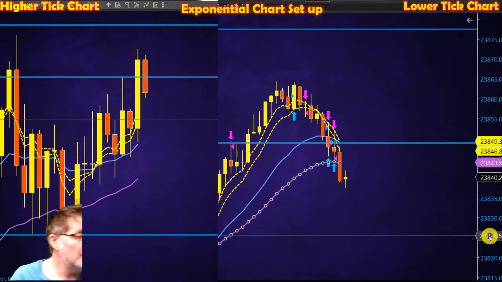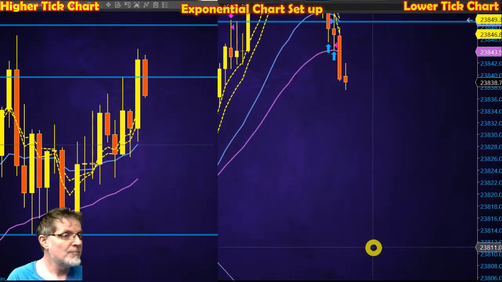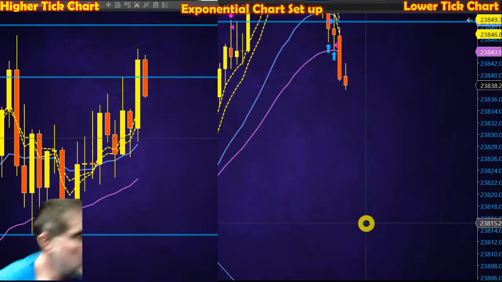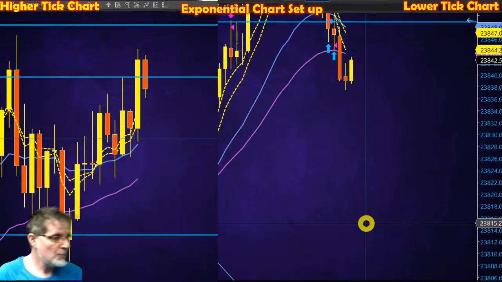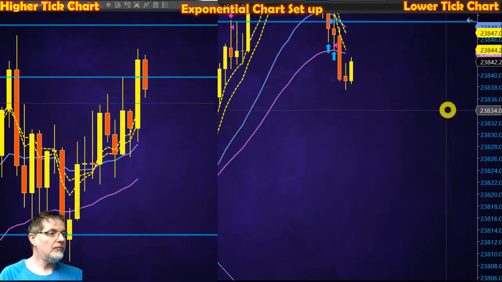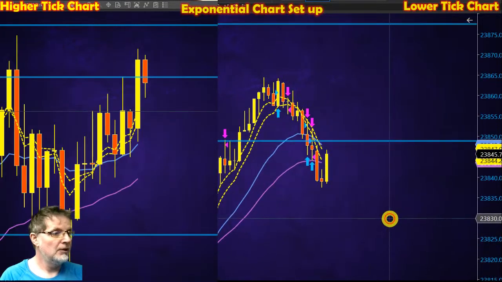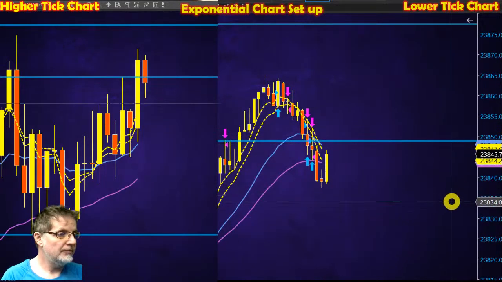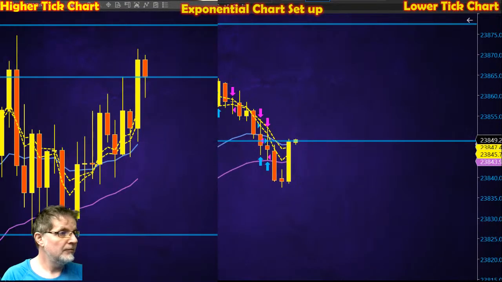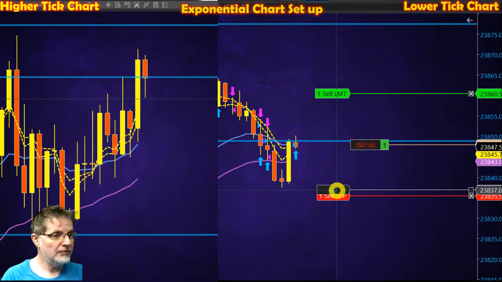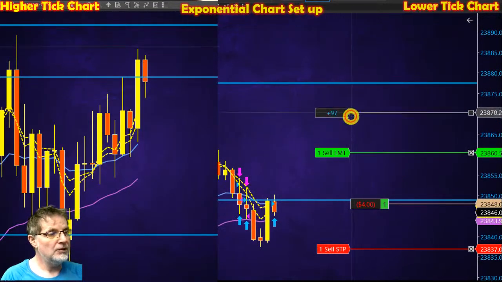Wait for a three-bar reversal, I guess. Yeah, once it gets down this far, you gotta wait now. Three-bar reversal. Order filled. Three-bar. See if it'll go back up.